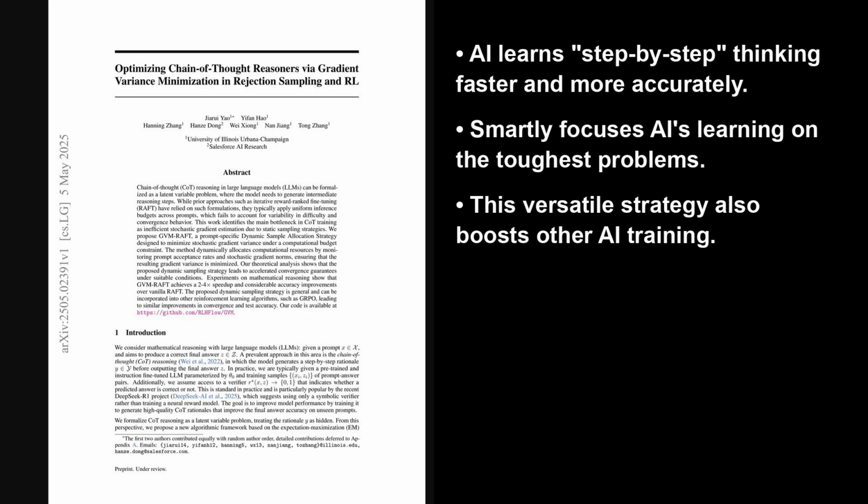Indeed, that broader applicability is a key point. So to wrap things up on this insightful work concerning chain of thought reasoners, these are AI models designed to show their step-by-step thinking. The authors tackled a common inefficiency. They introduced a dynamic sample allocation strategy, formally known as gradient variance minimization. This technique makes the learning process more stable and efficient by reducing variability in the training signals. The result, well, is significantly faster learning and improved accuracy by smartly focusing computational effort.